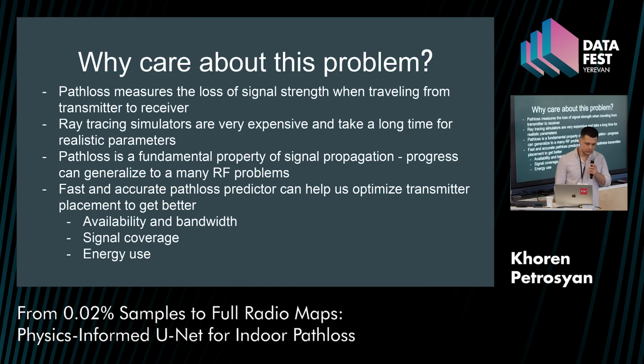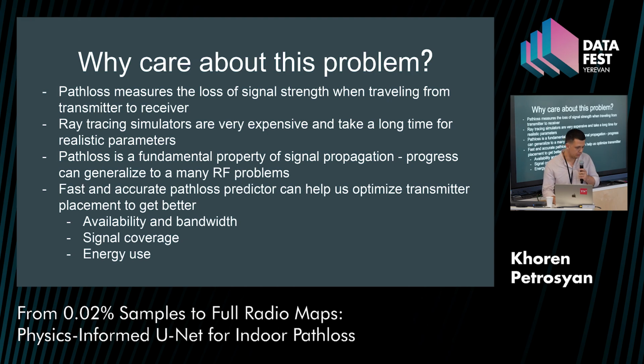Firstly, why do we care about this problem? And what is pathloss? Pathloss is a measure of signal strength that travels from transmitter to receiver. It's measured in decibels, so given some linear energy levels, you can calculate the decibel decline in power using the logarithm of the linear power.